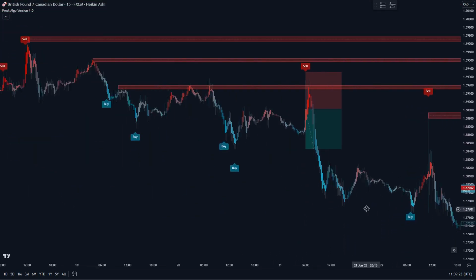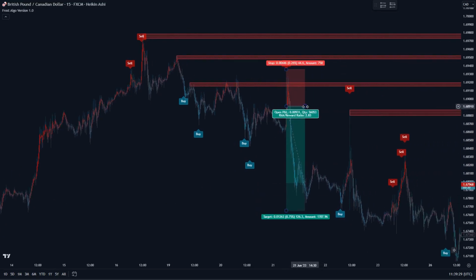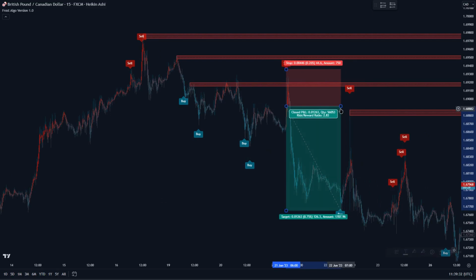What we could also do is scroll out a bit and put our take profit at the next resistance, which would be right here. And let's see, we would have hit it right about here with a profit of 0.73 and a risk reward of almost 3.